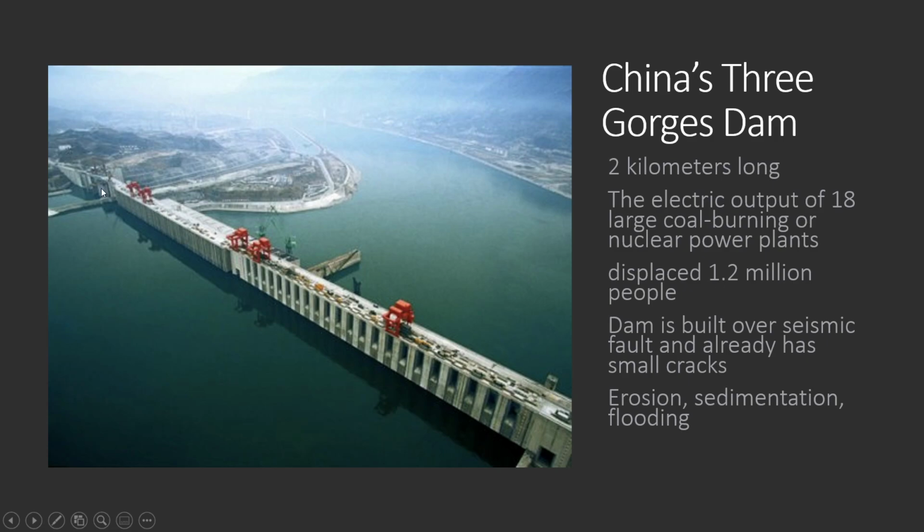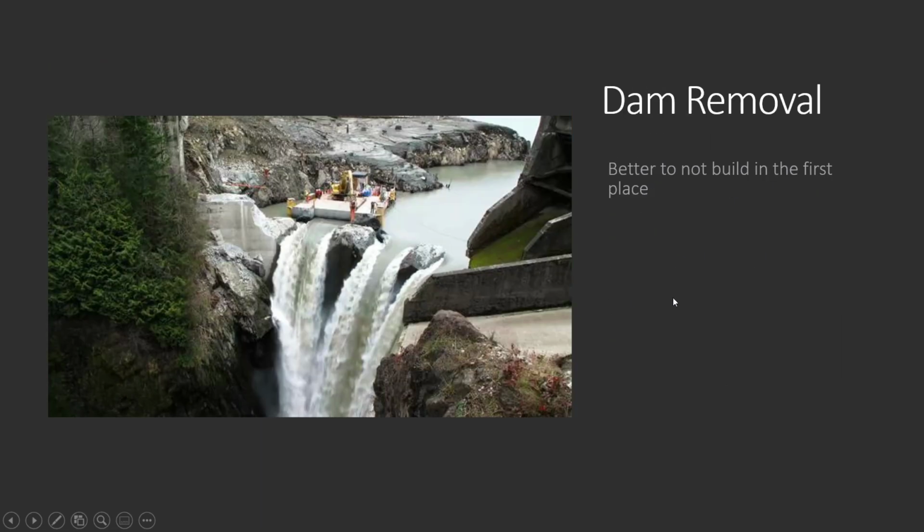Of course, when this dam was placed, it had to dam the river, which flooded upstream and displaced 1.2 million people. Another big risk is that they built the dam over an area that was seismically active and has already seen small cracks. And we've seen a direct relationship with this dam being built to erosion and sedimentation and flooding downstream as the water flow becomes somewhat unpredictable.